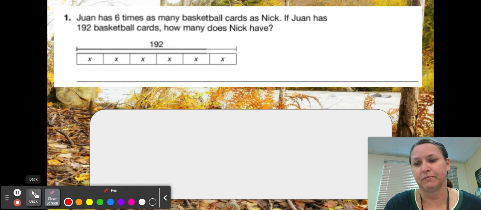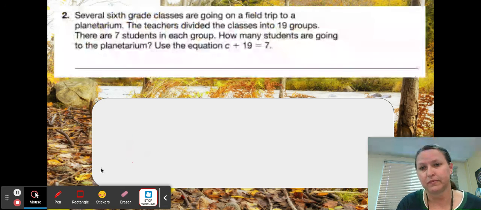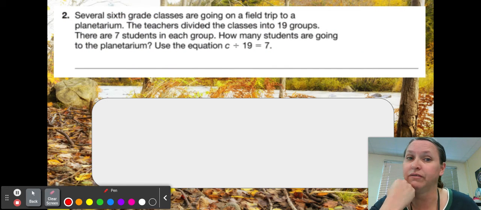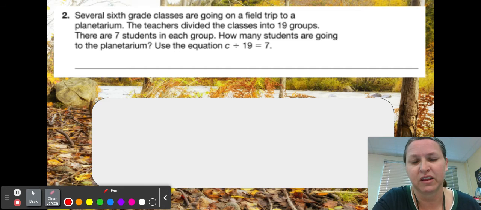Let's do another problem. In this one right here, it says several 6th grade classes are going on a field trip to the planetarium. The teachers divided the classes into 19 groups. If there are 7 students in each group, how many students are going to the planetarium? Use the equation C divided by 19 equals 7.